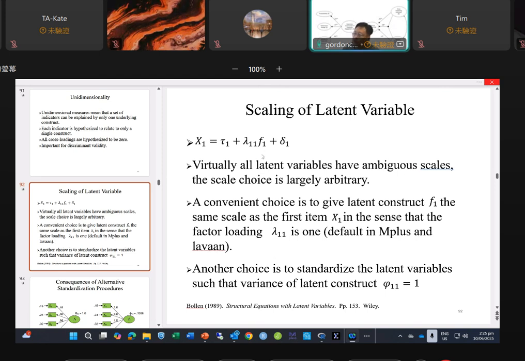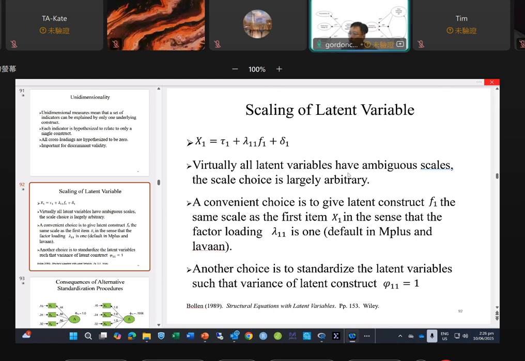However, if it is an unknown scale, f1, a latent variable, f1, then we don't know what is the scale for you to measure your latent variable. So what we will usually do is we use the first item to fix the scale by fixing lambda 1 to 1. What that means is 1 unit change in f1 equals 1 unit change in x1. So we are equating the scale of f1 with the scale of x1.